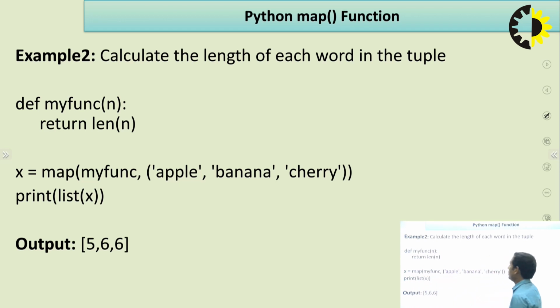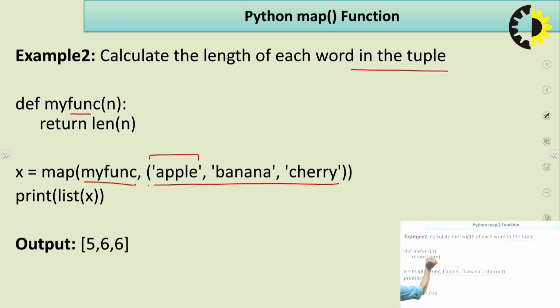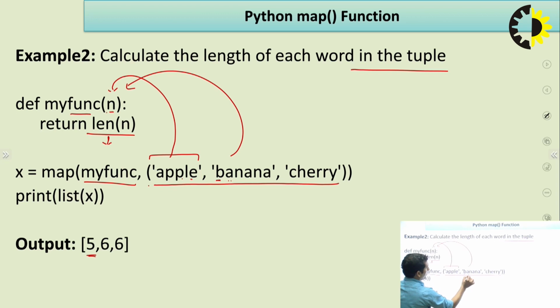Now calculate the length of each word in the tuple. We have this particular tuple: apple, banana, cherry. We are counting the length, this is 5, this is 6, this is 6. My function receives the parameter n and returns the length of n. First apple goes here and returns length of n, which is 5. Next banana is passed, length 6. Next cherry is passed, 1 2 3 4 5 6, we get 6. So the operation performed on each and every element is calculating the length of the string.